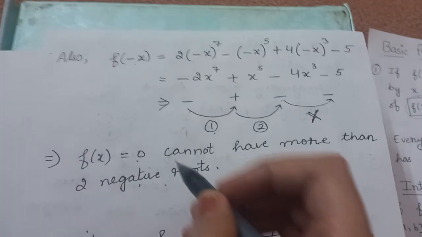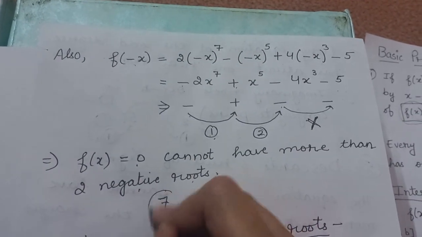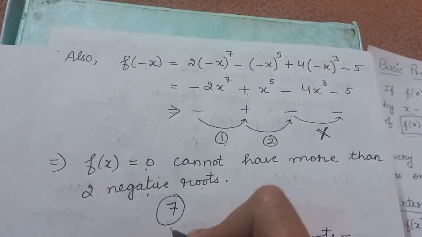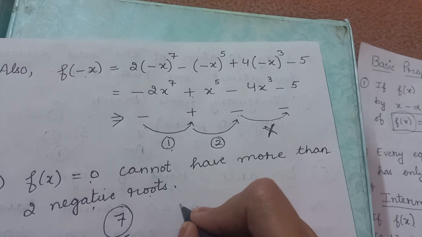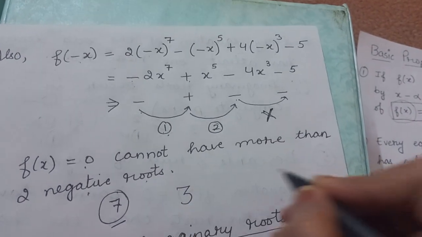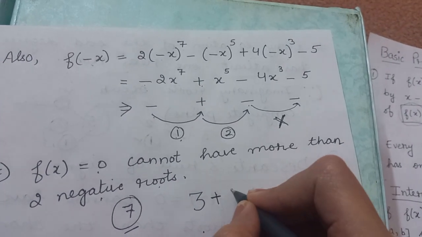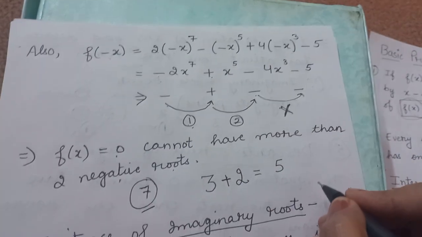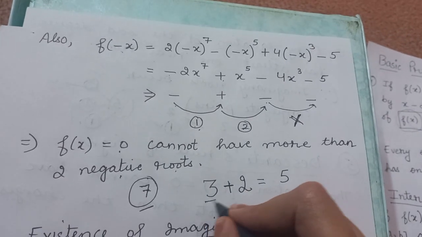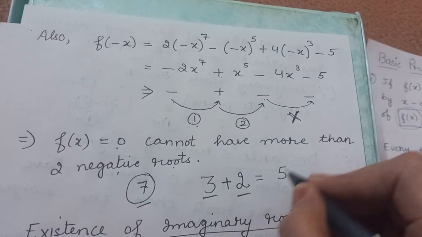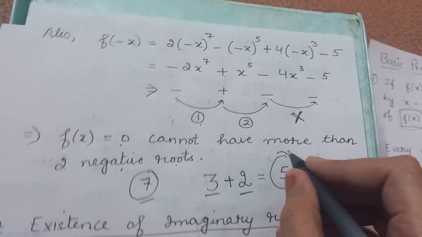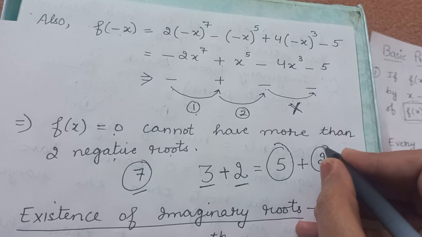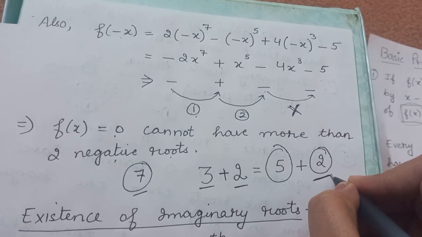But the degree of this equation is 7. Right? Then what about the other roots? It must have 7 roots. So if there are at most 3 positive roots and at most 2 negative roots, these are total 5 roots. Okay, now these are 3 positive real roots and 2 negative real roots, so 5 real roots are there. Then what about the other 2? This means the other 2 roots are imaginary roots which occur in a conjugate pair.